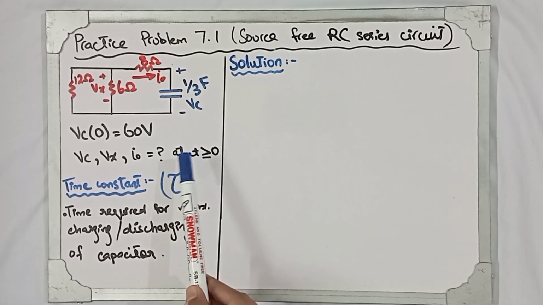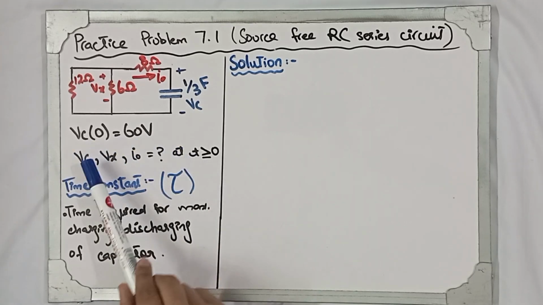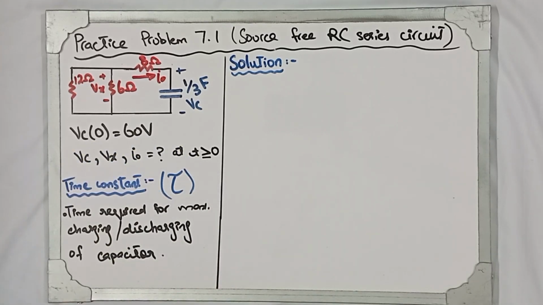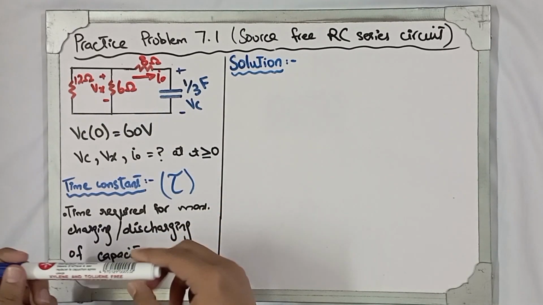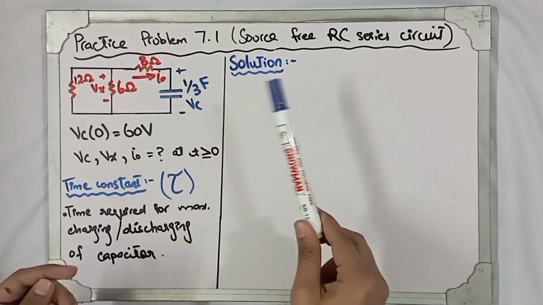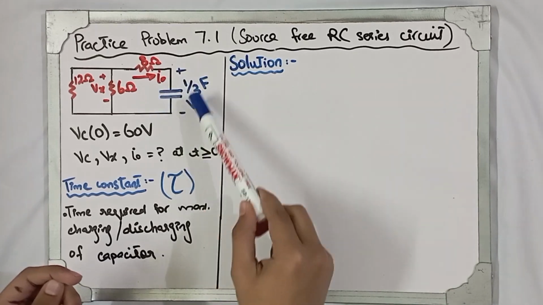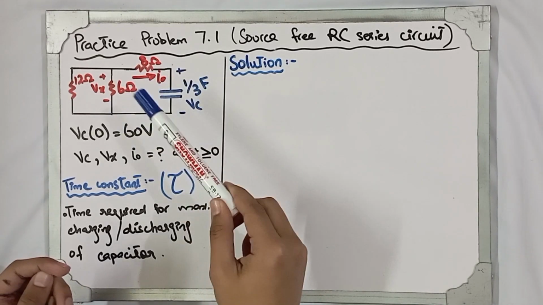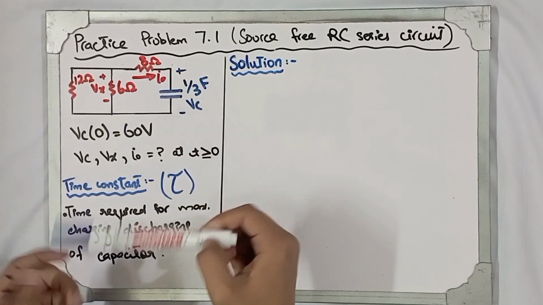This question is about the natural response of the RC series circuit, and by natural response we mean that the circuit is able to perform work without any external voltage or current source, right? In this case the natural response is due to the initial charge, or you can say the initial voltage stored by the capacitor. Here we have been given the initial voltage, that is 60 volts, right? So to solve this question, we have to determine the time constant first.